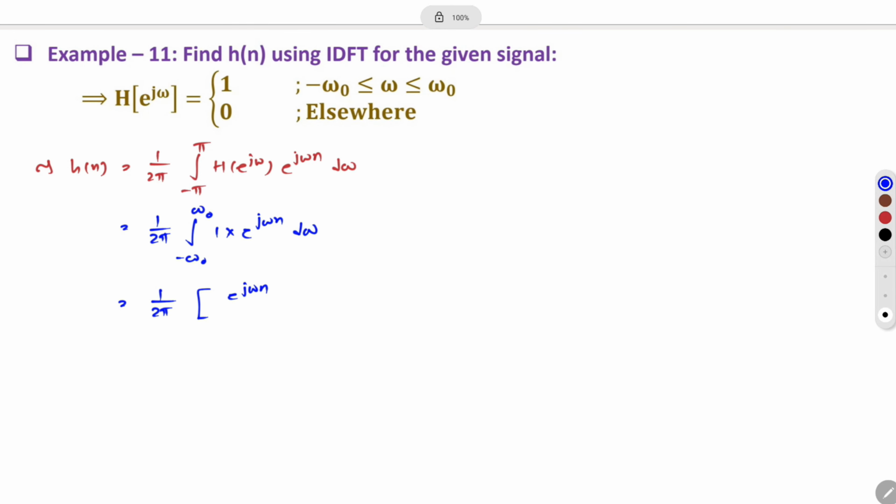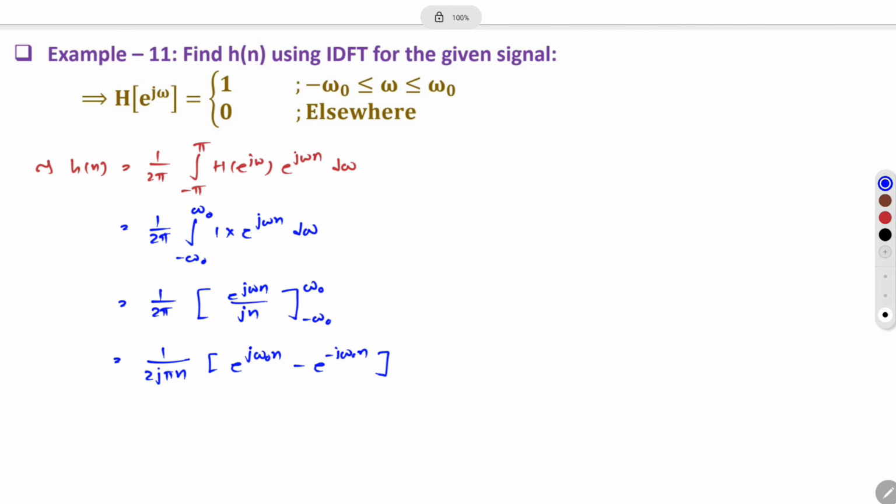Here we have e to the power j omega n divided by jn, so divide by jn over here. The limit is from minus omega naught to plus omega naught. Now if I take this out, here we have 2j and then we have pi n, and if you substitute the limit, then e to the power j omega naught n, that is the upper limit, minus e to the power minus j omega naught n, that is the lower limit, right?